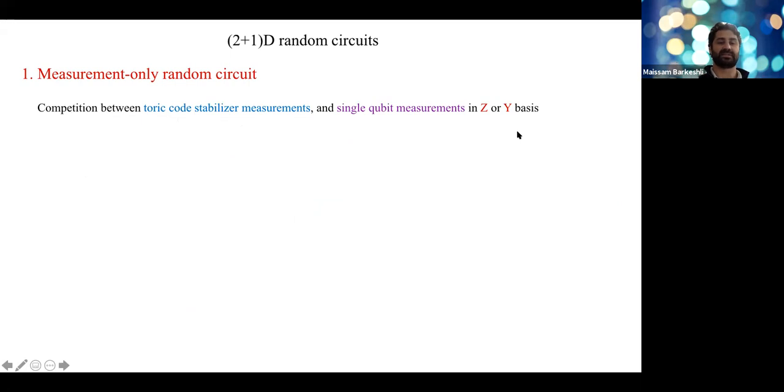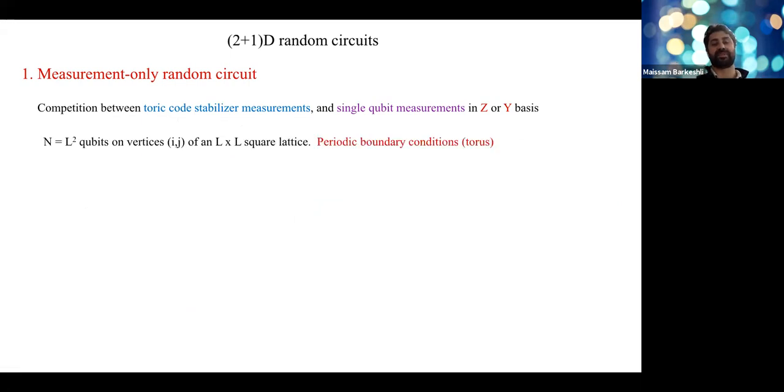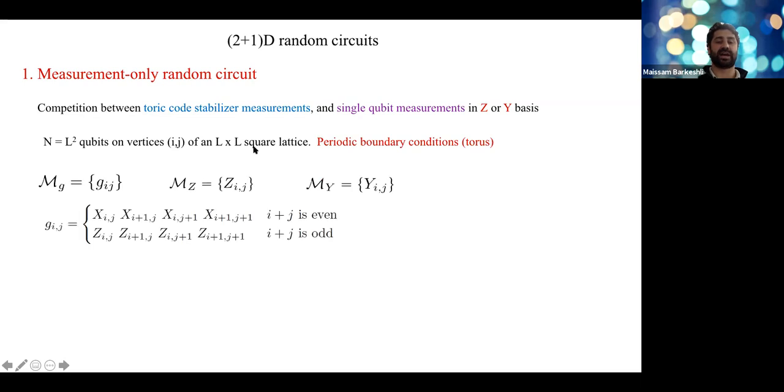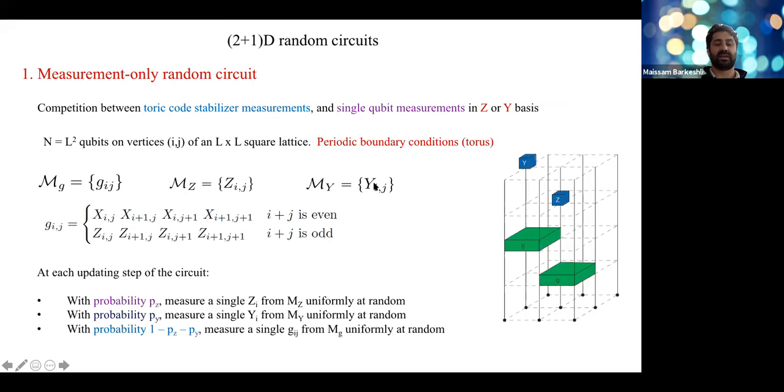Z or Y basis. So here, the idea is we'll have L squared qubits on a torus, with periodic boundary conditions. The qubits are on vertices of an L by L square lattice. We have 3 sets of operators. We have the toric code stabilizer operators, which are going to be all X's or all Z's, depending on whether we're on the even or odd sublattice. Then we have single qubit Z's and single qubit Y's. And basically at each step of the circuit, we either measure the toric code stabilizer, the single qubit Z, or the single qubit Y with probability PZ, PY, or 1 minus PZ minus PY.